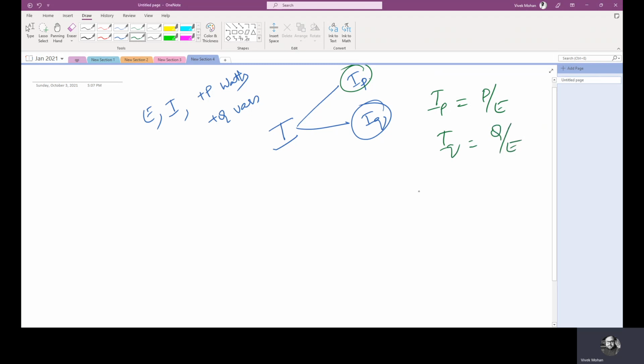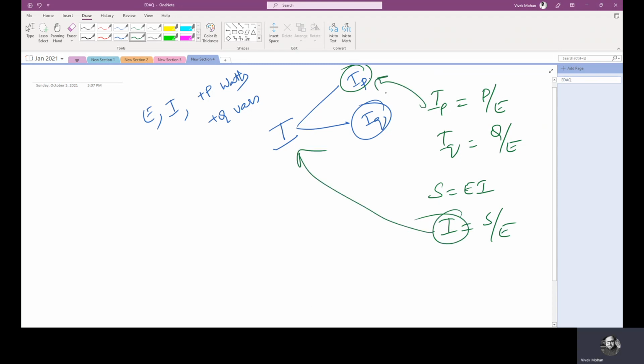Right, now apparent power S equals EI, so I equals S by E. So this I is the resultant. This is one component, this is another component. So this is how we take the relationship between active, reactive and apparent powers.